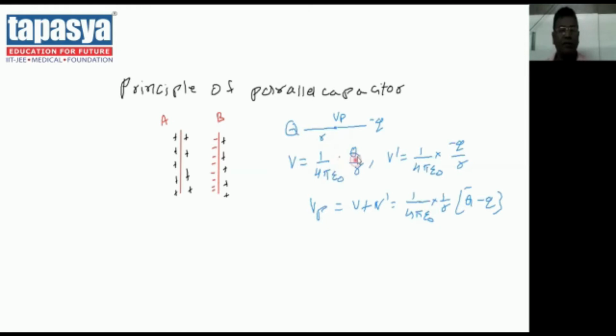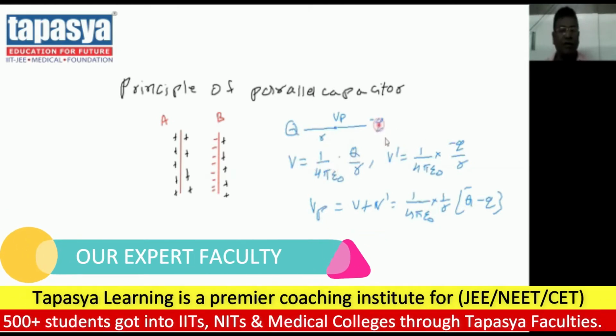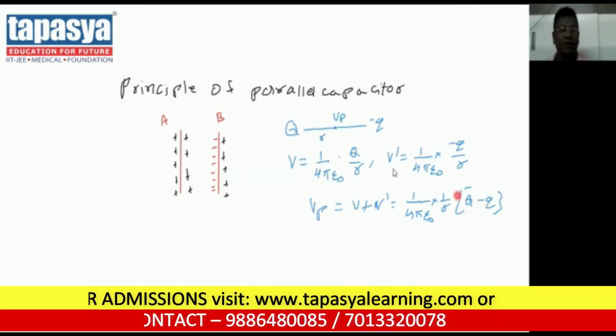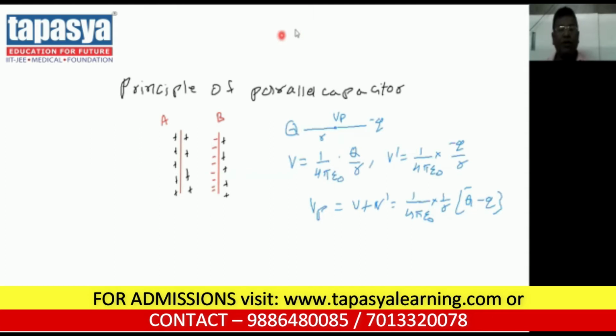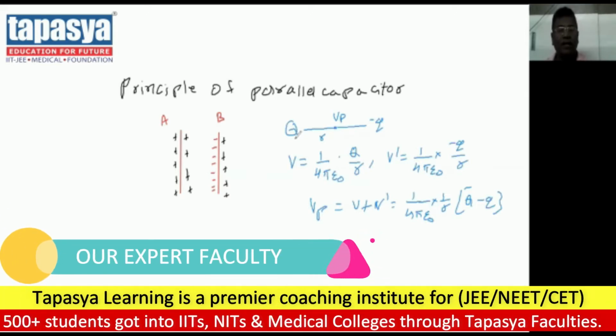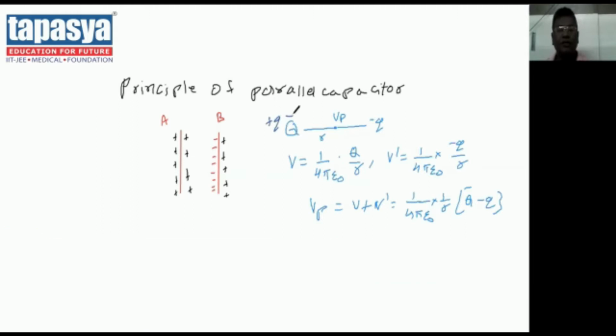Initially the potential of Q was this much, but because of the negative charge, the potential at P because of Q has now become this much. It has decreased. It has gone down by this value. Now, if I want to bring this back to the original potential, what can I do? I can add another charge plus Q to this Q here.